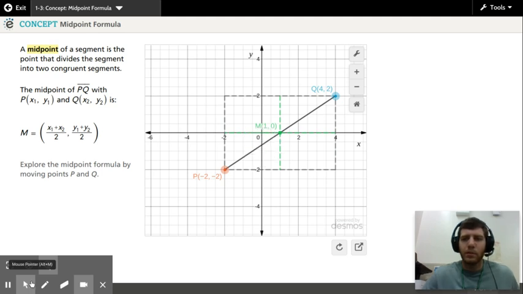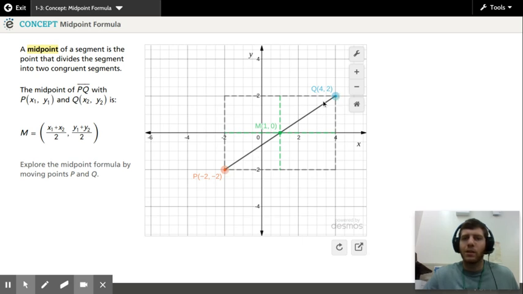Example 1 has to do with the midpoint. So let's look at the notes slide first. It tells us here that a midpoint of a segment is the point that divides the segment into two congruent segments. We know that congruent segments are segments that have the same length. So basically what we're doing is we're taking the segment and we're splitting it in half. The midpoint is going exactly in the middle of that segment.